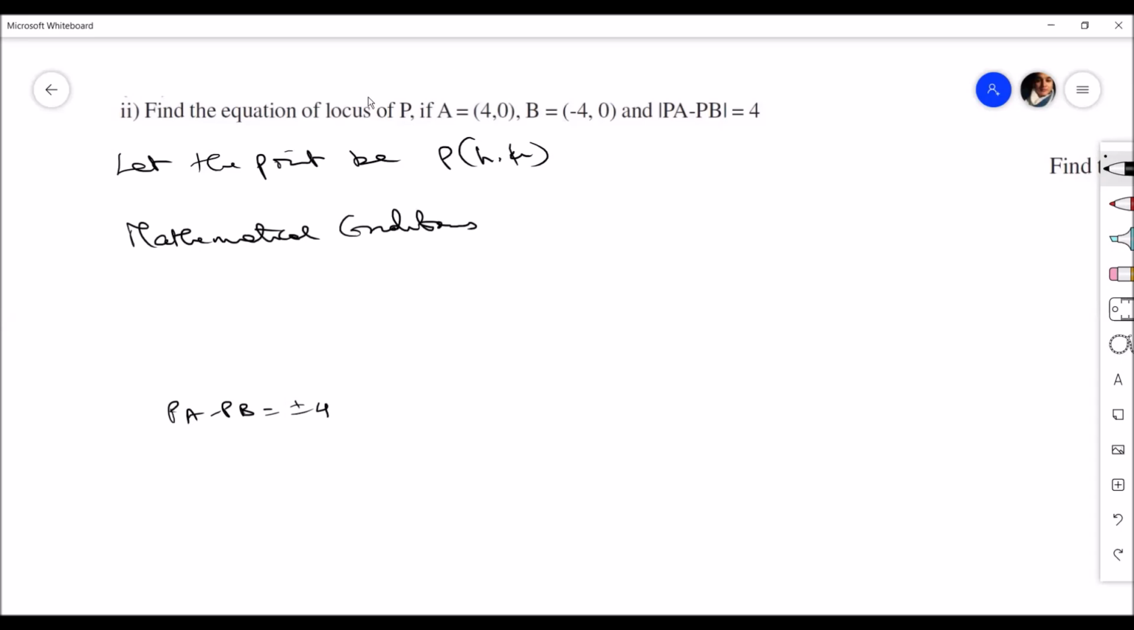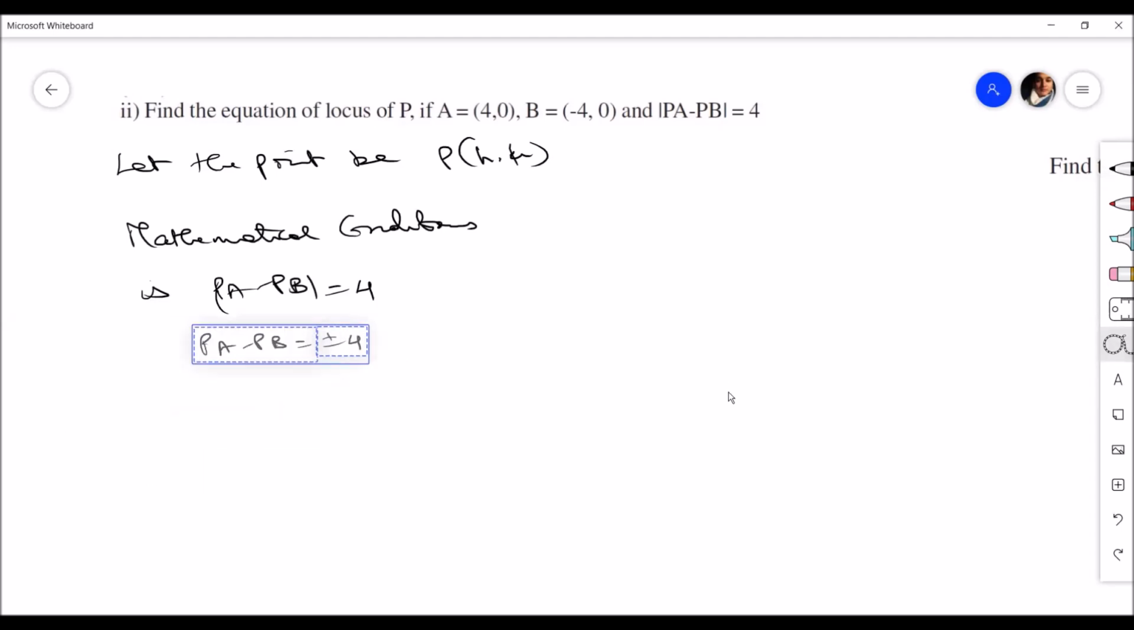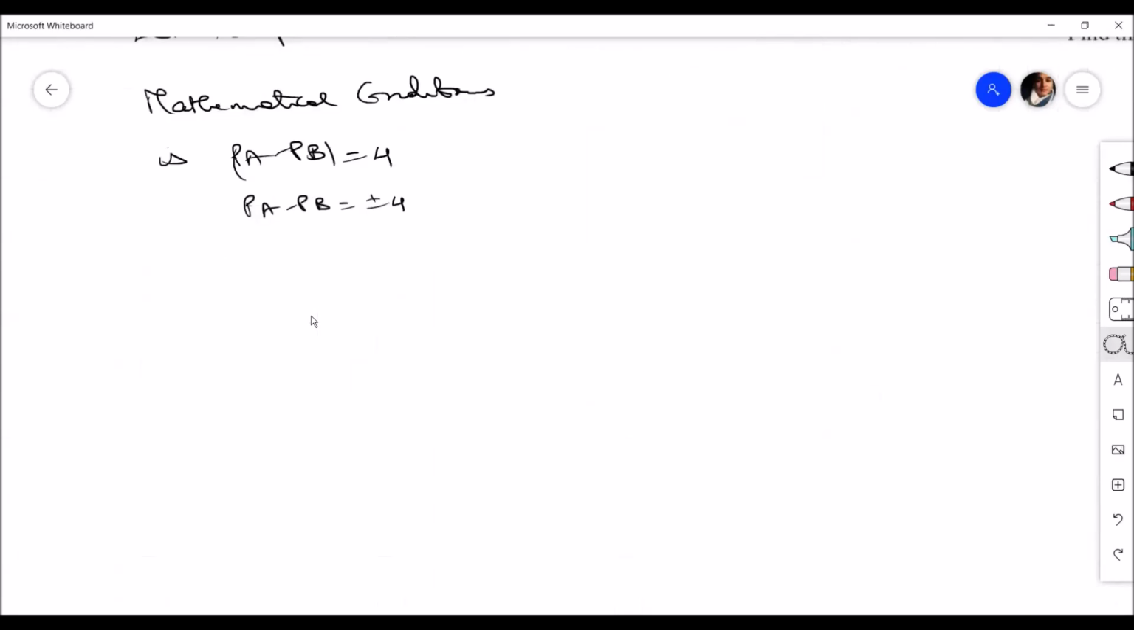The mathematical condition would be that |PA minus PB| is given to be equal to 4, which I am converting into plus or minus and writing as PA minus PB. The modulus I am removing, and writing PA minus PB is equal to plus or minus 4.